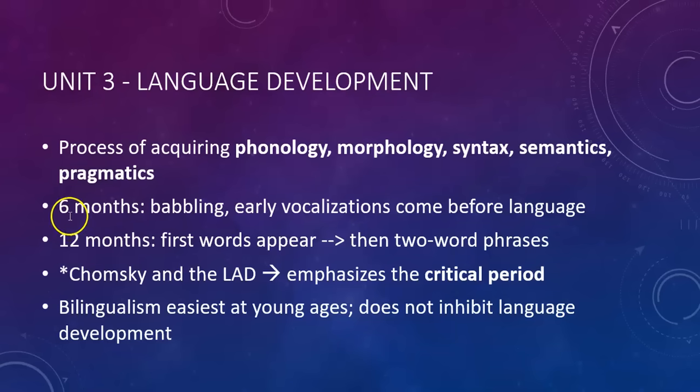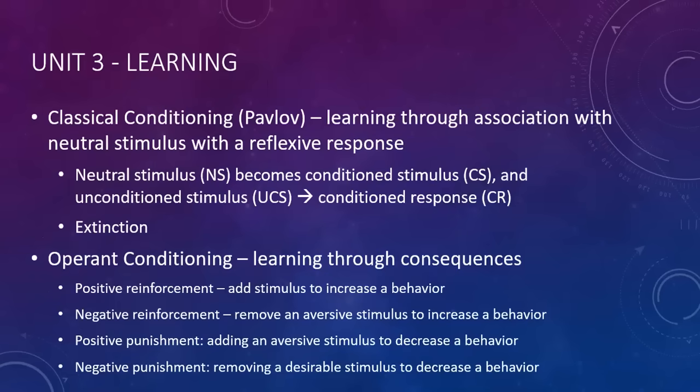At 6 months for children, or infants, they are babbling or early vocalizations before this language is going to happen. By about a year, you'll have your first words appear, followed by 2-word phrases. Again, I will reiterate Chomsky and the language acquisition device here during this critical time period when language is developed within children. Also, bilingualism is easiest at the youngest ages. Again, Chomsky would argue during that critical period, and being bilingual does not inhibit language development as suggested by earlier studies.